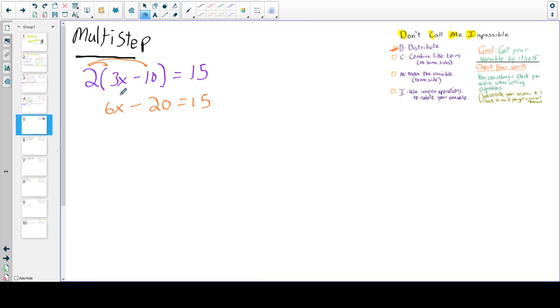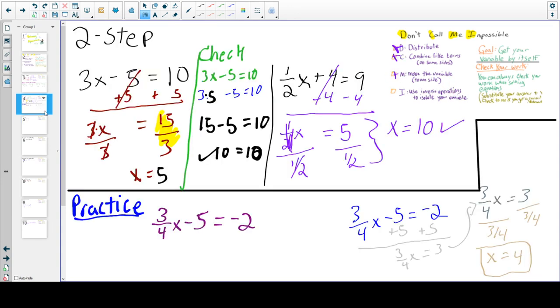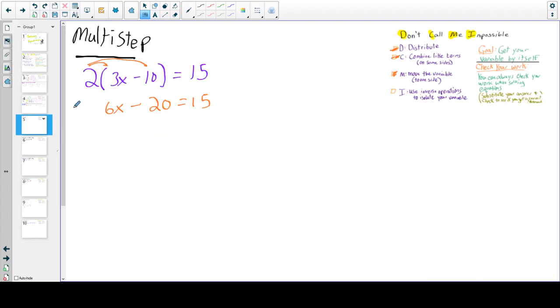Can I combine like terms? No, these are not like terms, and 15 is by itself. Do I need to move my variable to one side? It's already on one side. So all I'm left to do is use inverse operations. And if you notice, if we go back, we're literally doing this question again, but with different numbers. So let's do this together. We're going to add 20 to both sides. And you're left with 6x equals 35.